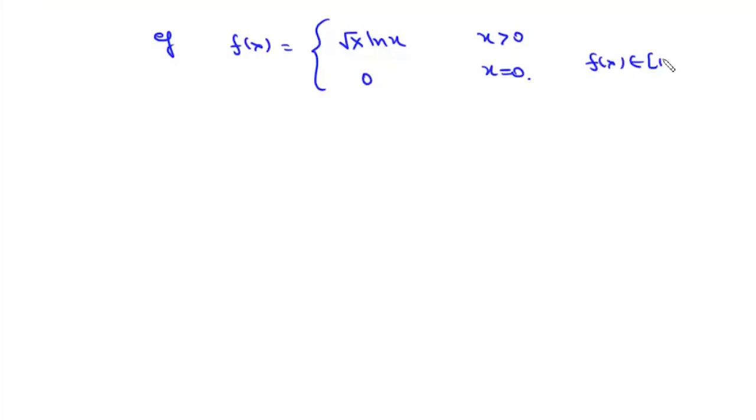Let us take another example, and this is, we have this function fx which is defined as under root x log x when x is greater than 0 and it is 0 when x equals 0. So basically this function fx, it is defined in the interval from 0 to infinite. And in this case, this point x equal to 0, it is left end point.